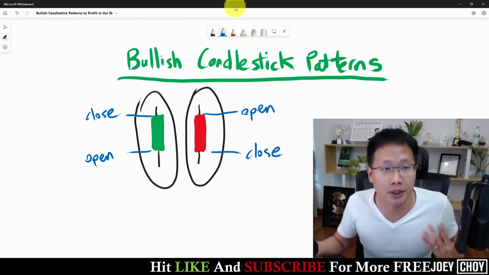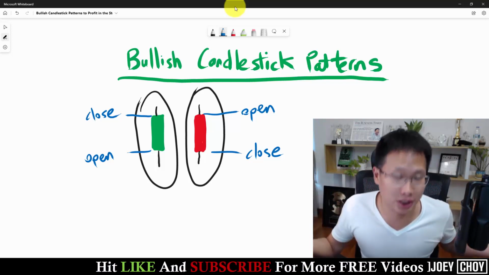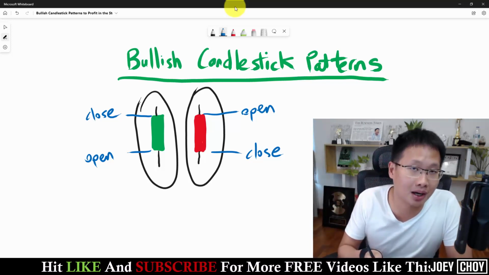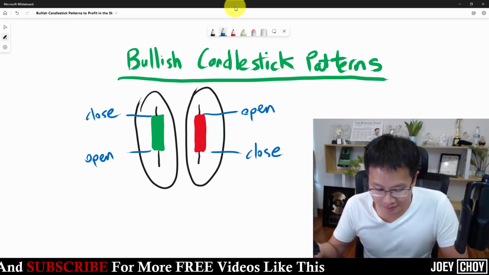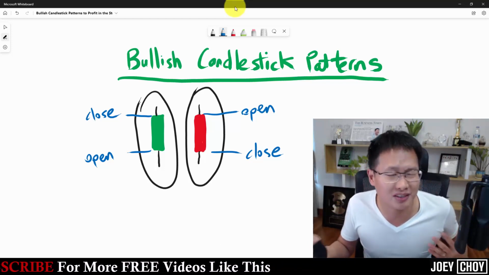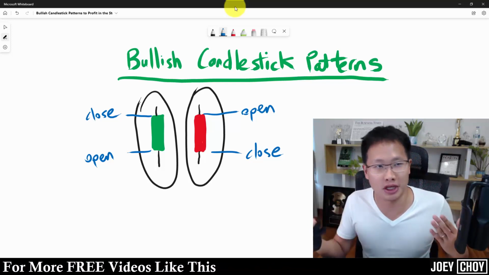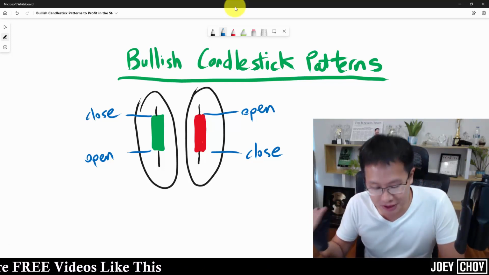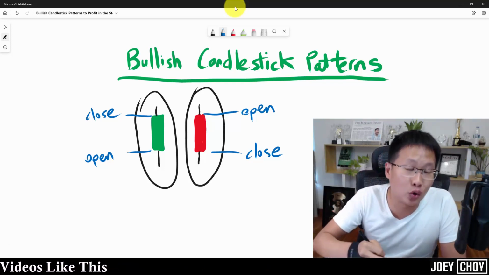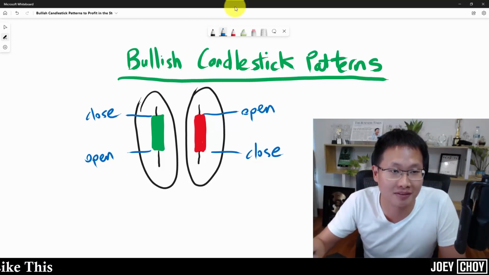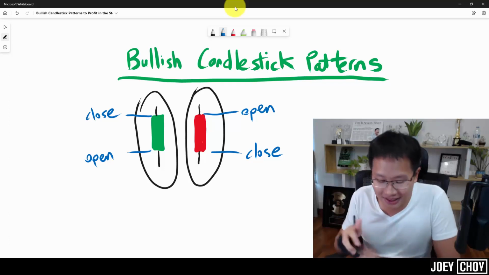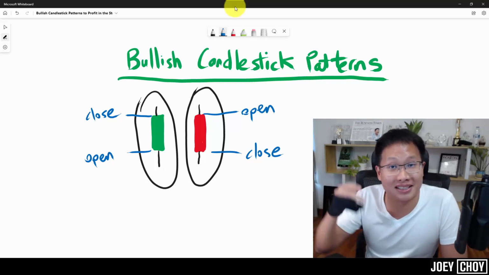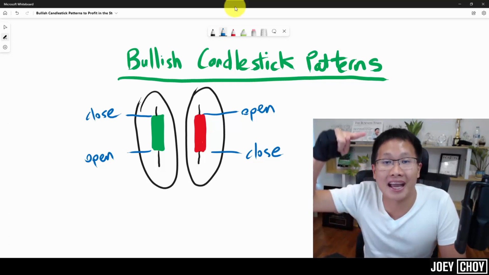So the next question will be, which is more bullish? Is it the green bar or is it the red bar? What do you think? Well, I would say it would be the green bar. Not that it's just more bullish or very, very bullish, but just because it opens lower and closes higher, and the bar being green in color, it is definitely more bullish than that red bar, because the red bar opens higher and closes lower.